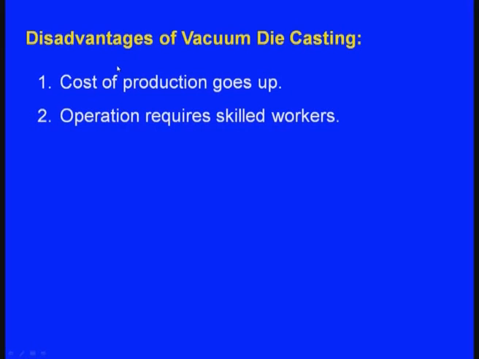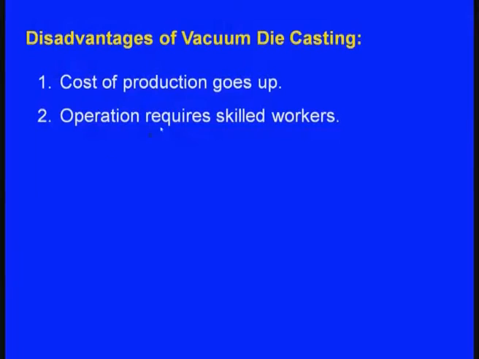These are the disadvantages of vacuum die casting. Cost of production goes up because we are applying the vacuum, so this itself makes the process costly. Next one, operation requires skilled workers, meaning at the right time vacuum has to be applied, and at the right time vacuum has to be stopped. So, this requires skill and knowledge. That is how the operation requires skilled workers, meaning the cost of production goes up because of the trained and skilled workers.